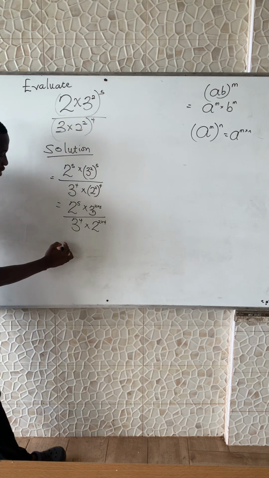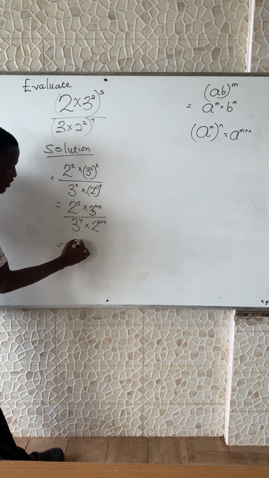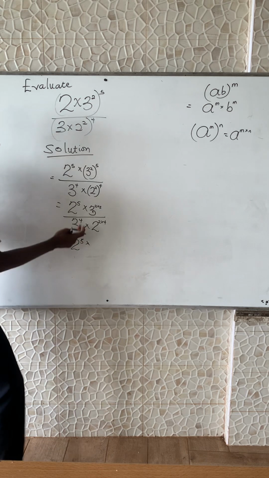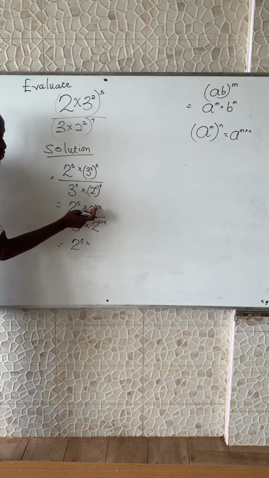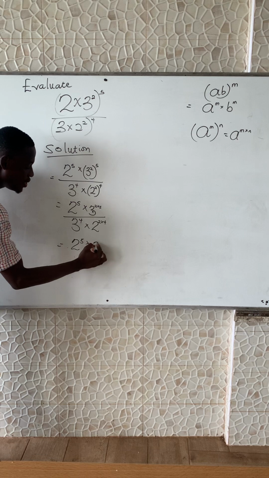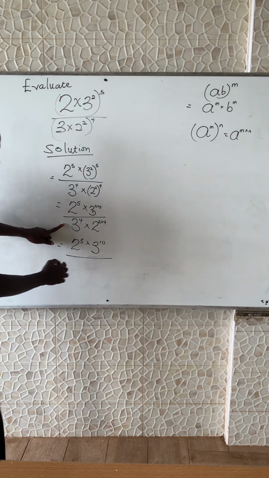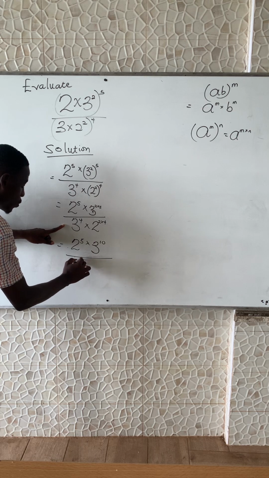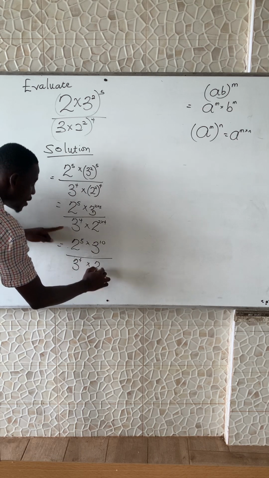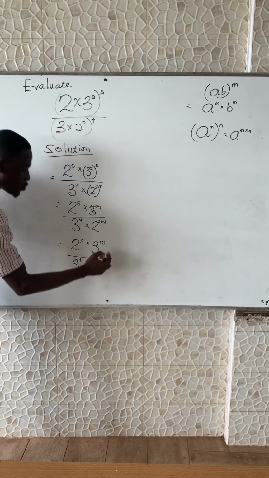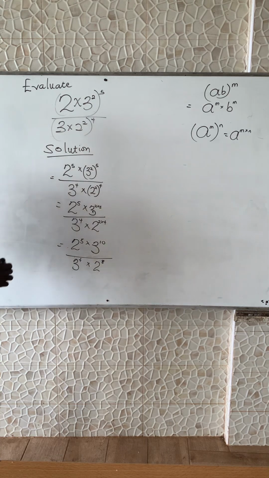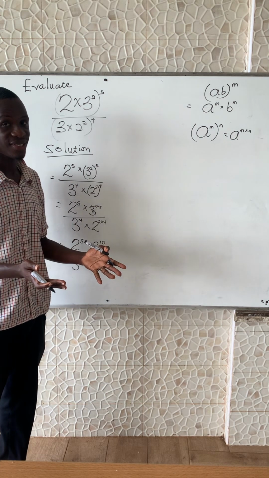And this is going to give us 2 exponent 5 times 3 exponent 2 times 5 is 10, so times 3 exponent 10, divided by 3 exponent 4 times 2 exponent 2 times 4 gives us 8, so 2 exponent 8. Do you understand it?